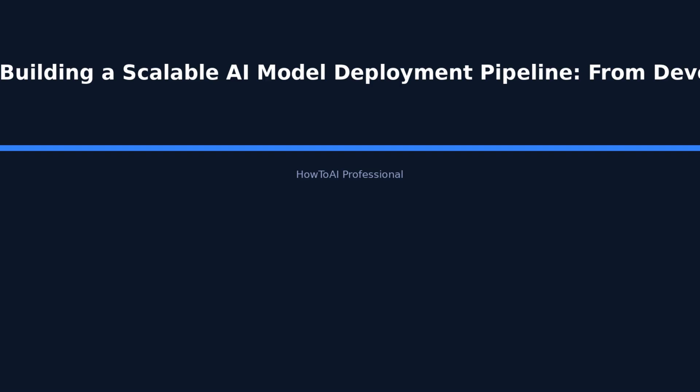Section 8. Conclusion. In conclusion, building a scalable AI model deployment pipeline requires careful planning and execution. From the initial development phase to testing, deployment, monitoring, and maintenance, each step plays a vital role in ensuring that your model performs effectively in a production environment. By following best practices and leveraging modern tools and technologies, you can create a robust pipeline that not only meets your current needs but also scales effortlessly as your demands grow.